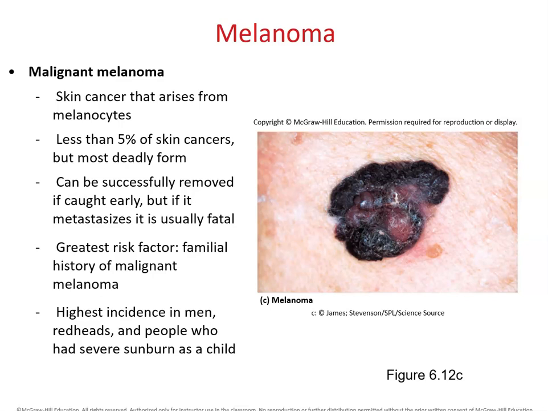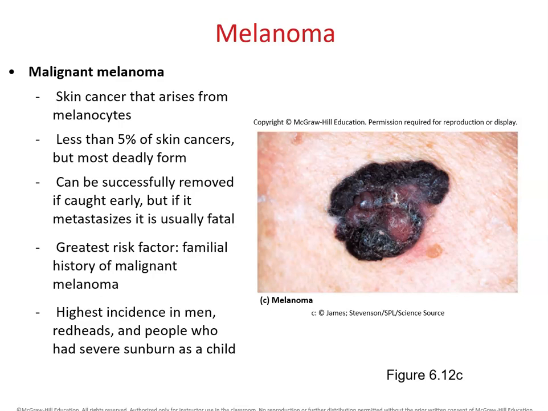And finally, we have malignant melanoma. Only 5% of skin cancers are this type, but this is the most deadly type. It comes from the melanocytes, the melanin-producing cells. If it's caught early, before it metastasizes, before it spreads, it does have a high successful treatment rate.